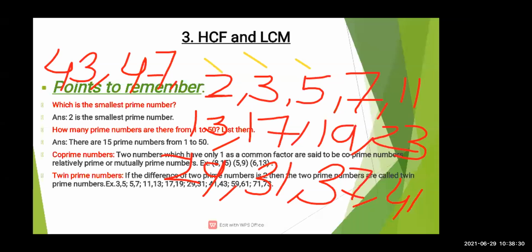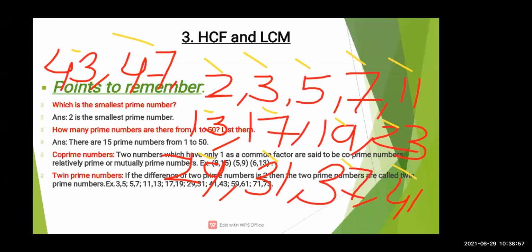1, 2, 3, 4, 5, 6, 7, 8, 9, 10, 11, 12, 13, 14, 15. Is it right? There are 15 prime numbers from 1 to 15. 1 to 50 में कितने prime number है? 15. Is it clear? Prime number means what number? A number which is divisible by 1 and itself. Is it clear?